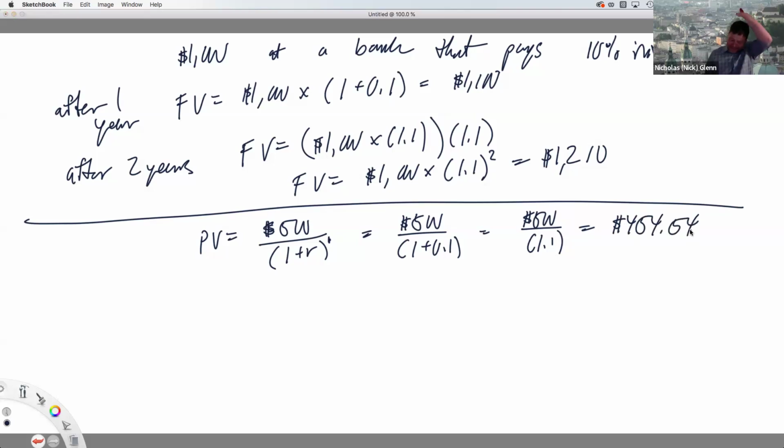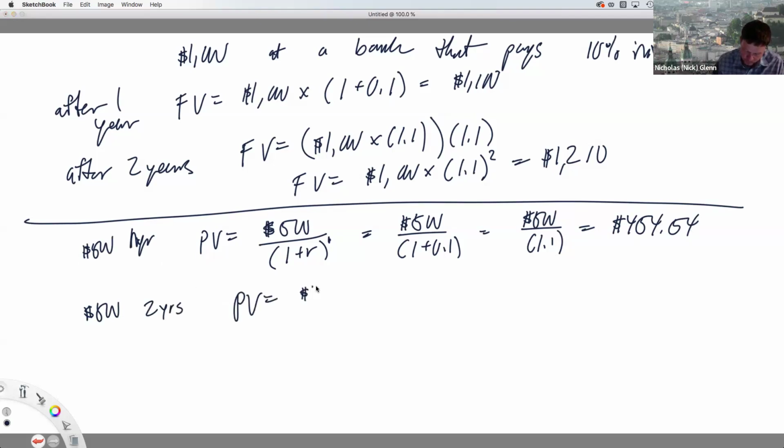454.54. Now, what if it's 2 years from now? Well, it's even further out that you get to use it, so it's worth even less money. So we've got to discount it even more. So this is $500 1 year out. What if this $500 is the income that you get 2 years from now?